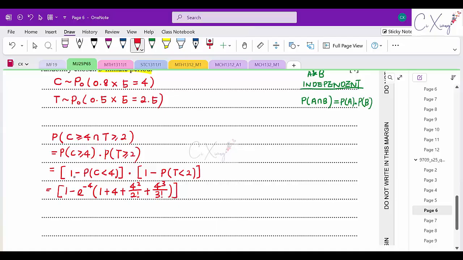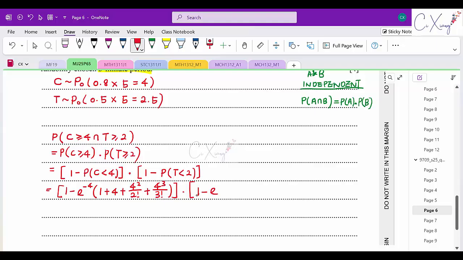This one basically means that C equals 0, C equals 1, C equals 2, C equals 3. So I have to take 0 until 3, right? 4 shouldn't be included. C is smaller than 4 means 4 shouldn't be included. So there's no 4 here, right? 4 power 4, no. Okay. After that, I have to multiply with 1 minus T smaller than 2.